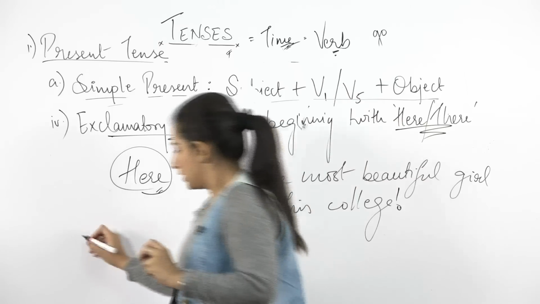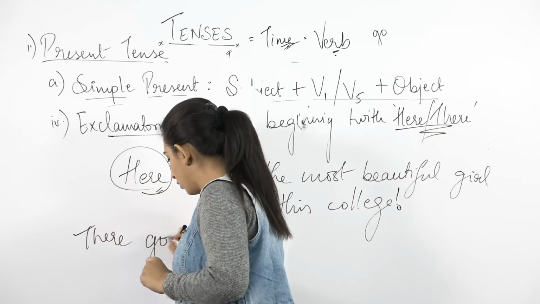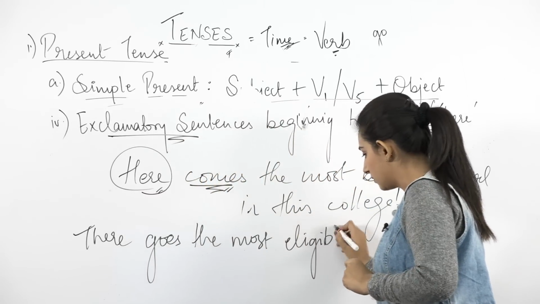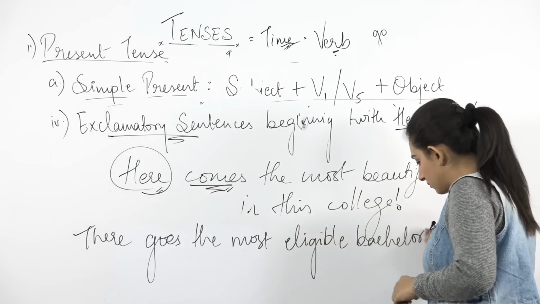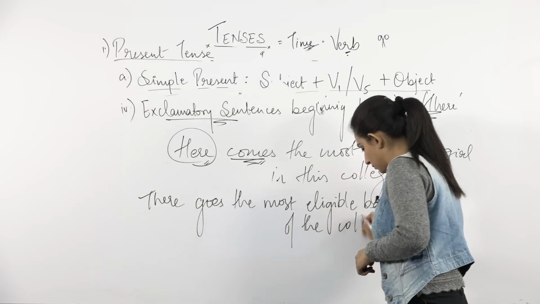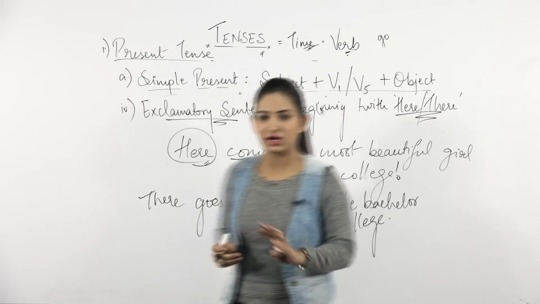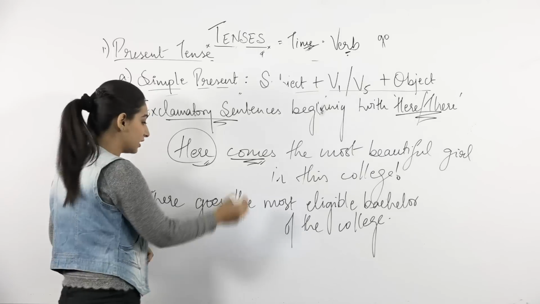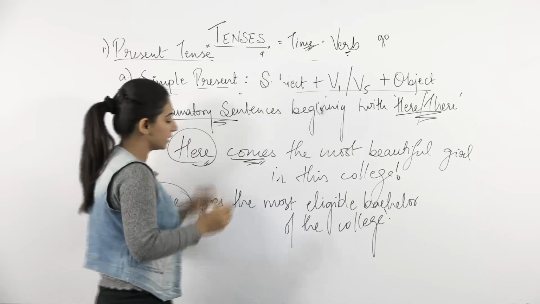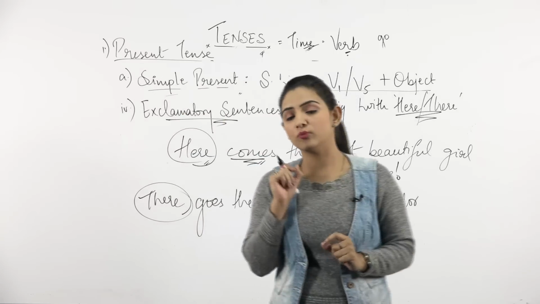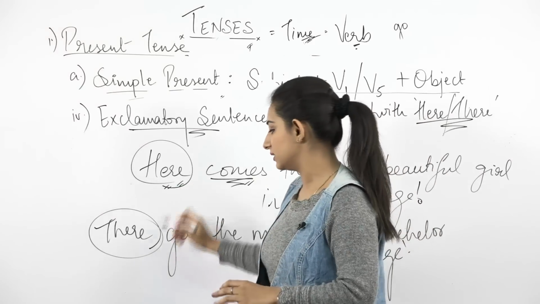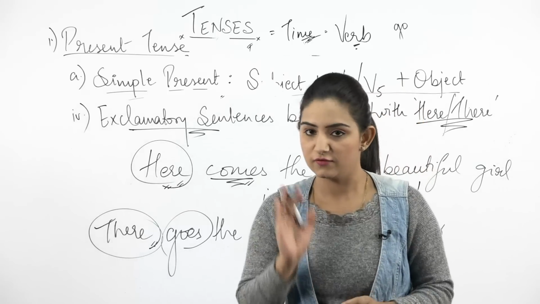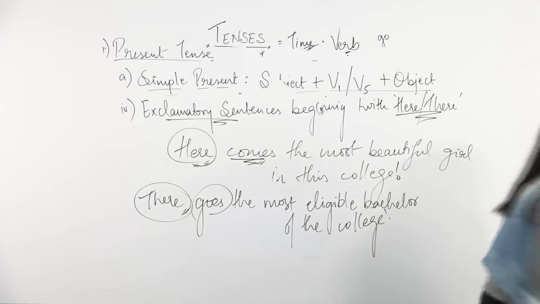Or if I say, there goes the most eligible bachelor of the college. So लड़कियों को disheartened feel नहीं हो, लड़कियों के लिए भी एक sentence है, ठीक है. There goes the most eligible bachelor of the college. So here हम क्या कर रहे हैं, here also we are pointing one person. So whenever we have to point out one person and we need to start the sentence with here and there, in that case we use verbs fifth form which forms a simple present tense. Fine. Now let's move on to the next sentence.